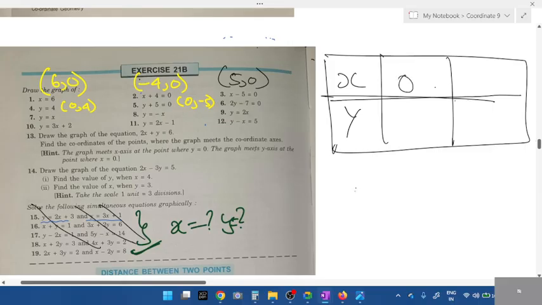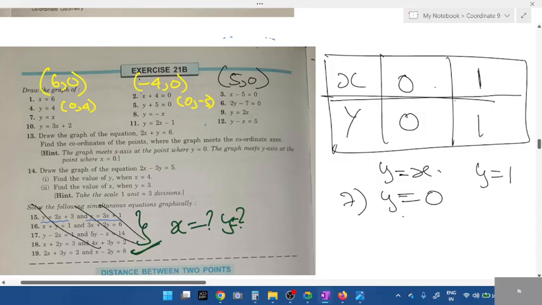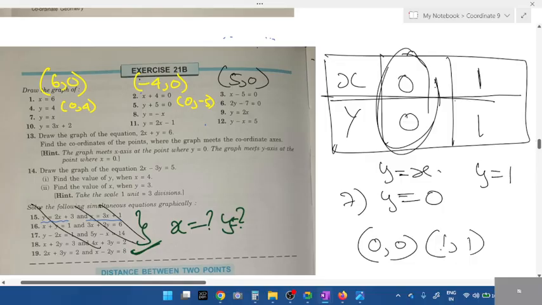So let us put x is equal to 0. Seventh question. If x is 0, what happens to y? y is also 0, right? Is this clear? Now, in place of x, if I put 1, what will be the y value? y is also 1. So, what are the 2 points? 0 comma 0 and what's the other point? 1 comma 1. Two variables, 2 points. Is this clear? Any doubts in this? Okay, eighth question.